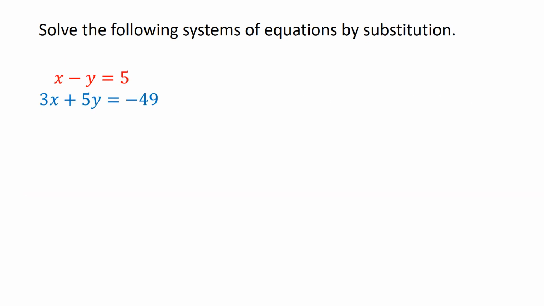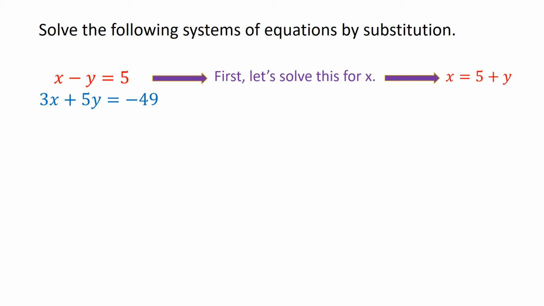So now let's look at substitution. Substitution means that you're going to take one of the equations and you're going to solve it for a variable. You're going to substitute that into the other equation, and that'll help you get one variable, and you can use that to find the other. So I chose to solve for x in the first equation, x minus y equals 5. So that gave me x equals 5 plus y.